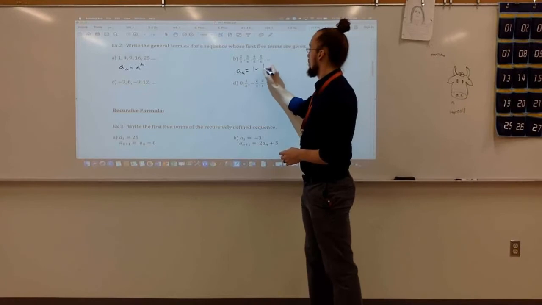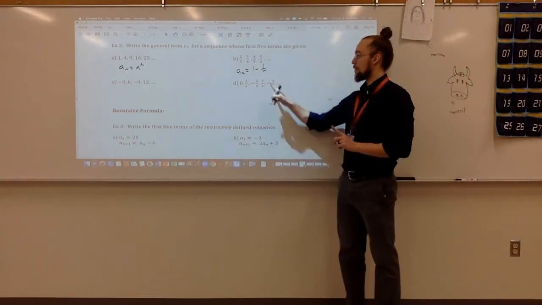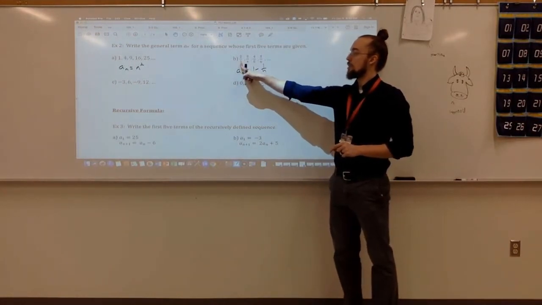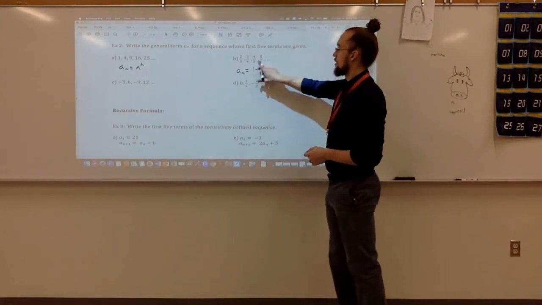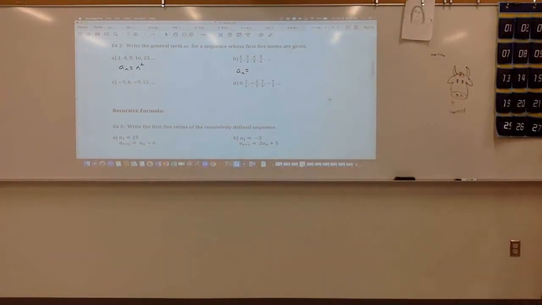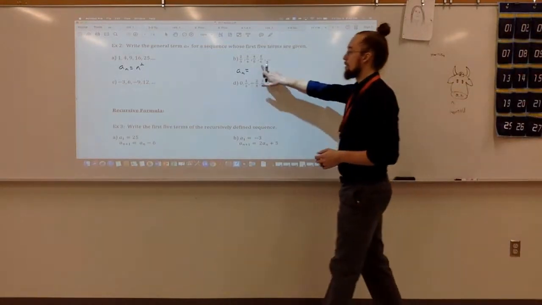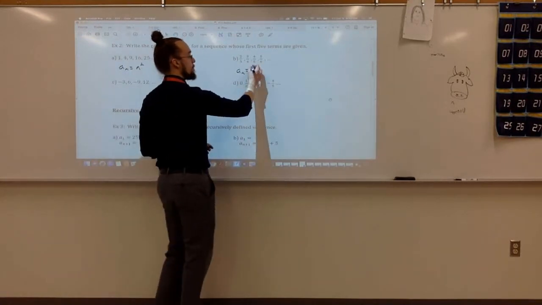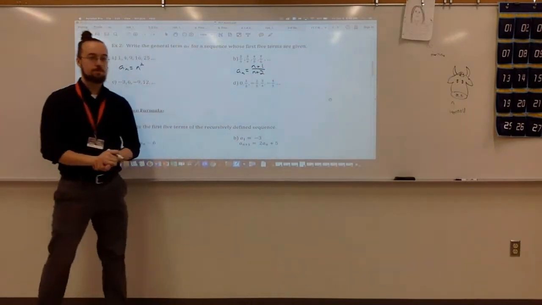So let's test it. If I plug in 1, I would get 1 minus 1, which would be 0. That already doesn't work. So, not 1 minus 1 over n. Is it something? It is something. Does anybody? Is it n plus 1 over n plus 2? That would work here. N plus 1 over n plus 2.